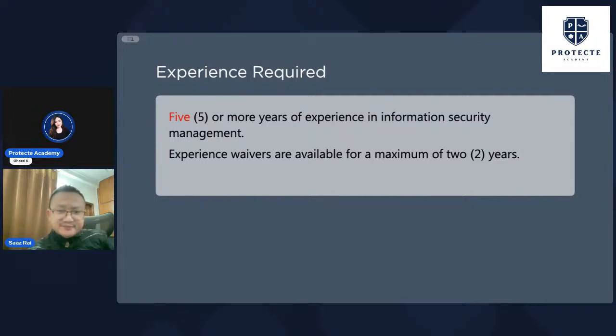a CISM. Well, there is an experience waiver of up to 2 years. If this is what you need, you may want to explore that option as well. Which means with 3 years of experience as well, you should be able to become a CISM.